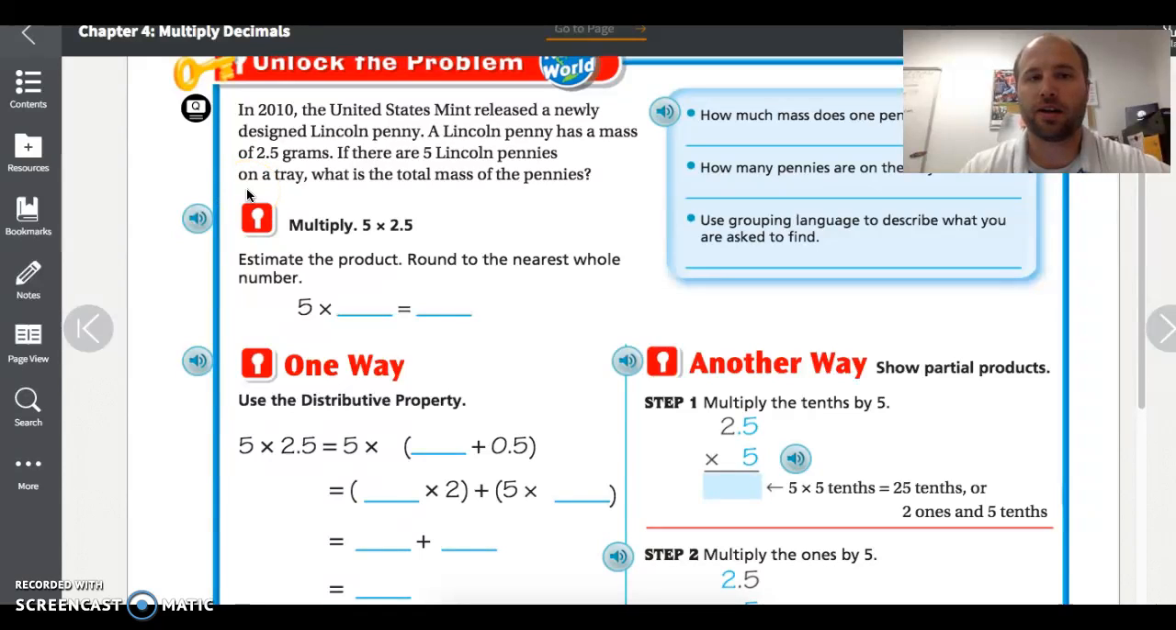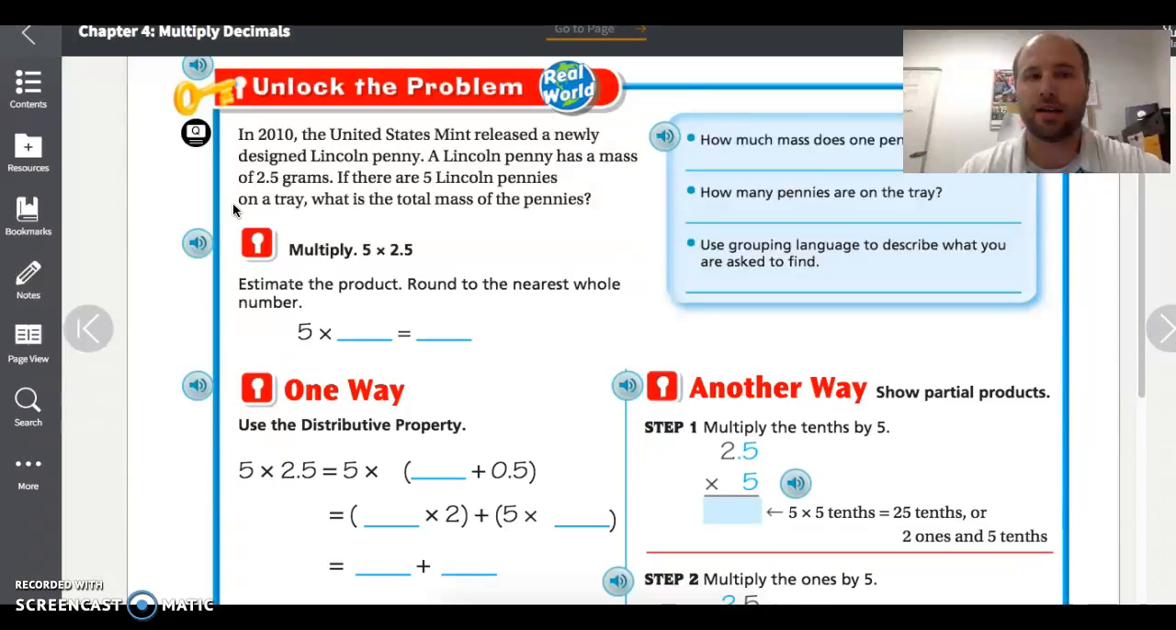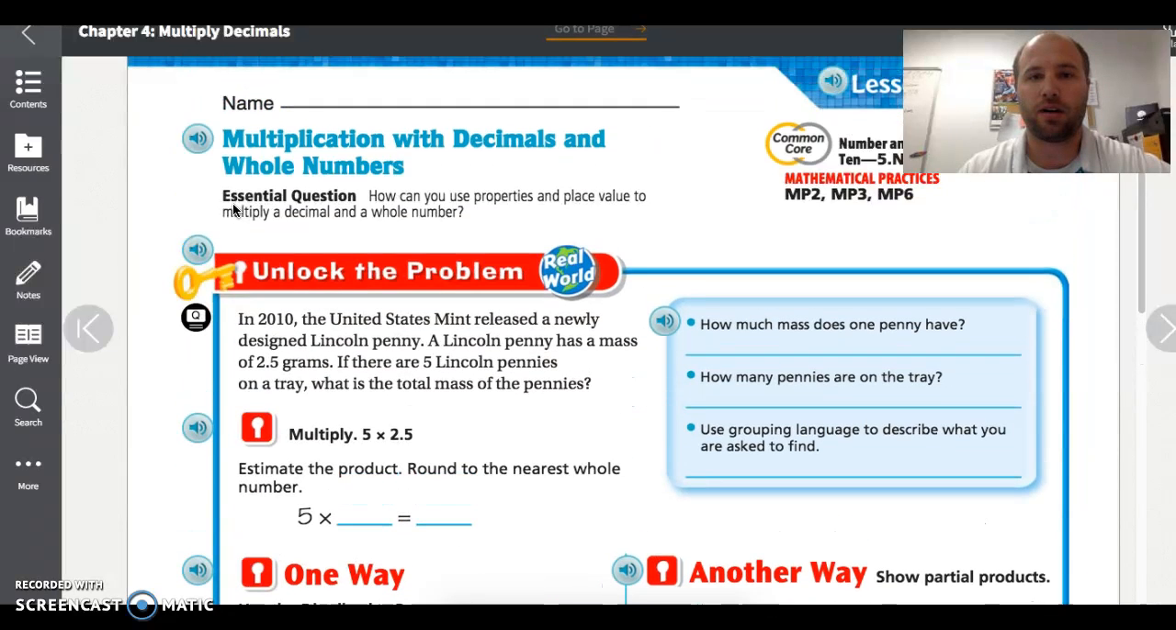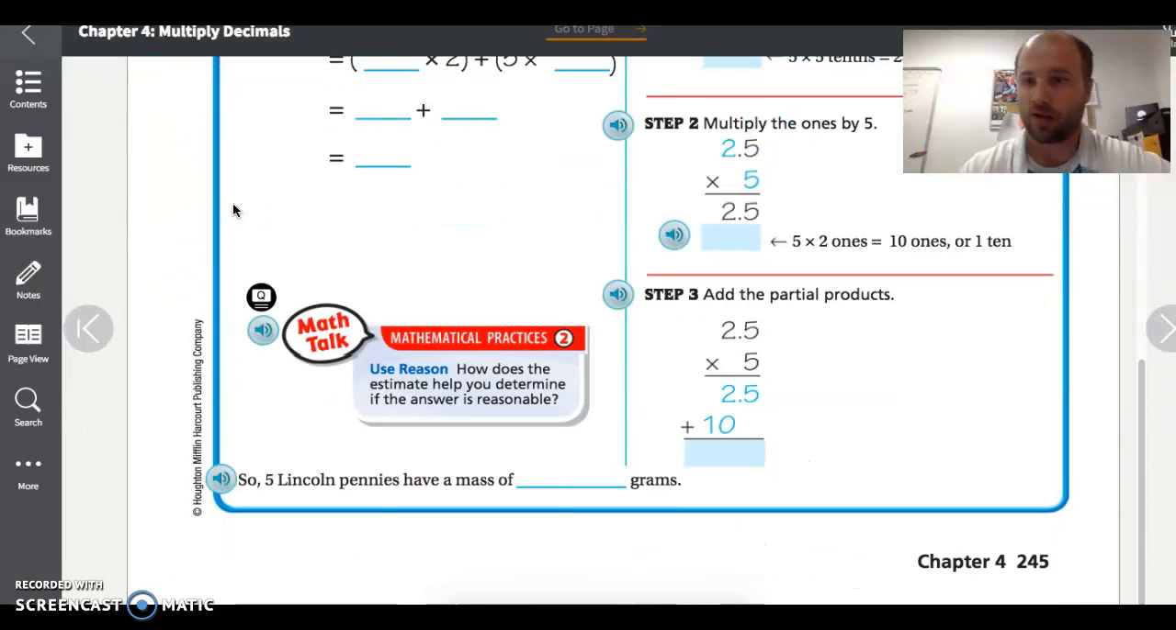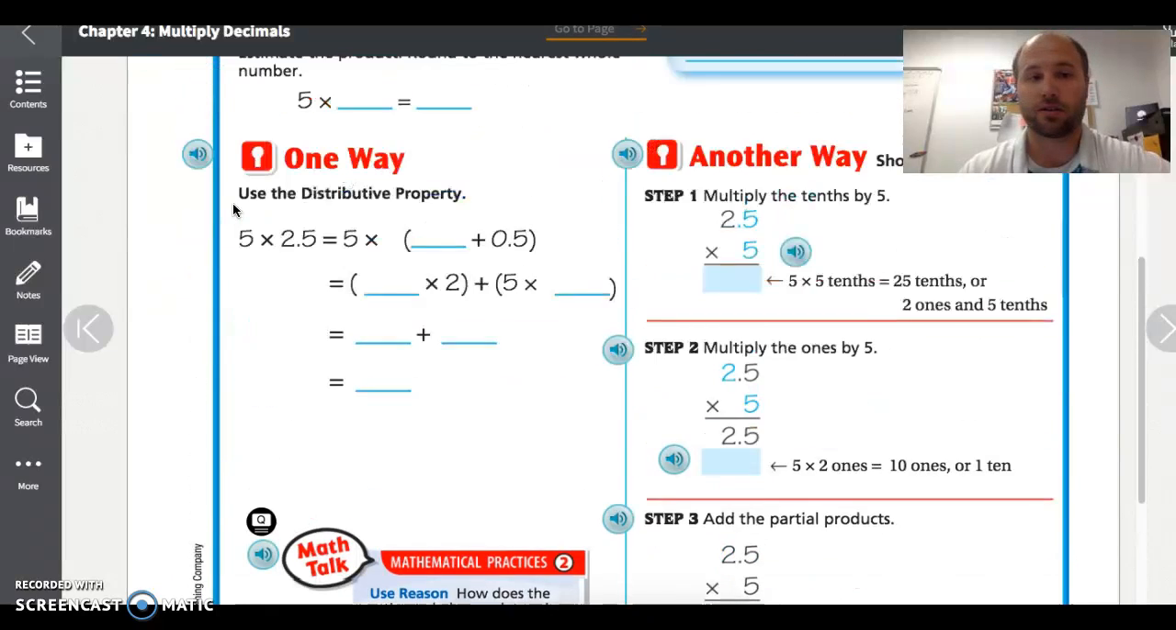All right, good morning. Today we're going to do another flipped classroom. Pretty excited about that. I know you guys enjoy it, so I thought this would be a great opportunity to do it. Today we're going to do 4.3, multiplication with decimals and whole numbers. You're on page 245 to start this morning.